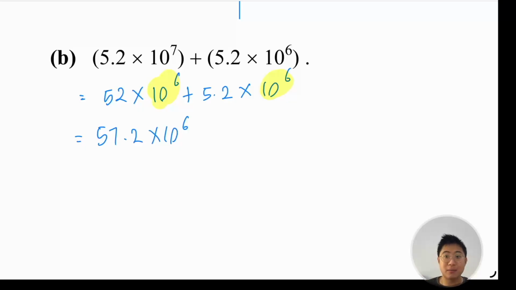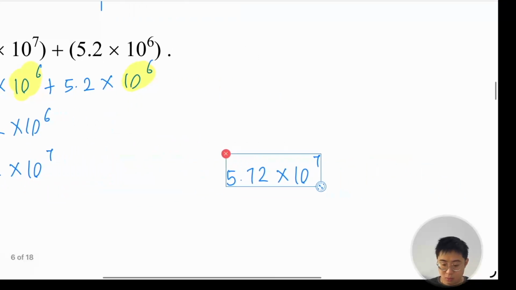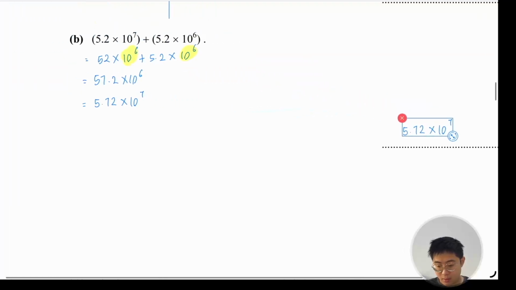In this case, you're adding. The unknown, let's so-called unknown, is still there. It's still power 6. So of course, we cannot accept this. Standard form only allows one number before the decimal. So it'll be 5.72. You can see I moved the decimal one step forward, times 10 to the power of 7. And that is the answer. Okay, I'm just going to paste this into the answer space there.